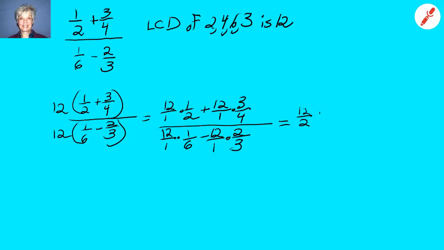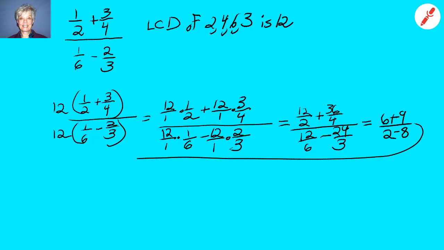Now I multiply the numerators together and the denominators together in each of the four little multiplication problems. So I have 12 over 2 plus 36 over 4, over 12 times 1, which is 12 over 6, minus 24 over 3. And this will give me, well, let's see, 12 over 2 is 6, 36 over 4 is 9, 12 over 6 is 2, and 24 over 3 is 8.